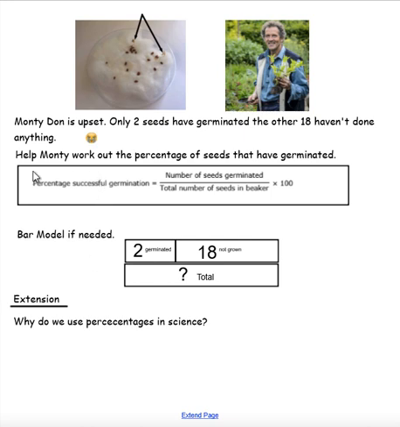So we can see here the percentage of successful germination is equal to the number of seeds that have germinated divided by the total number of seeds in the beaker multiplied by 100. Remember, percentage is out of 100. So can you use that information? There's a bar model there to help you because you've got to think about the total to work out the percentage of his seeds that germinated. Pause now and complete that.